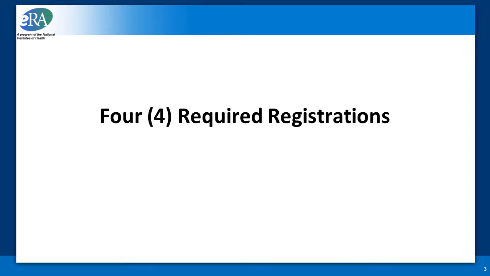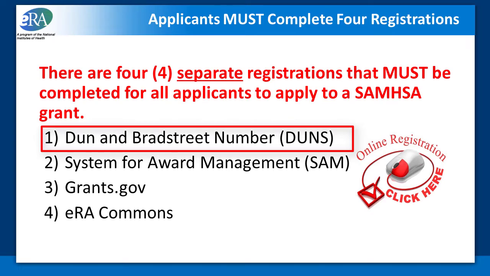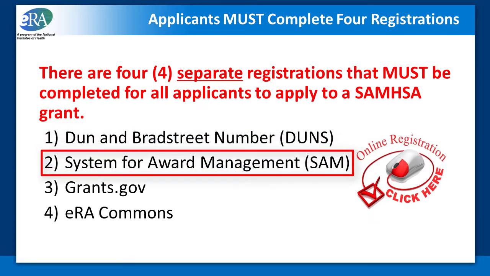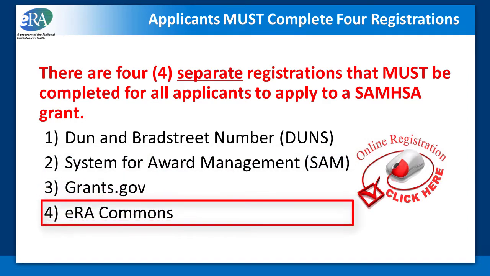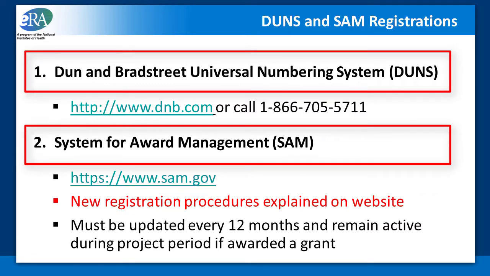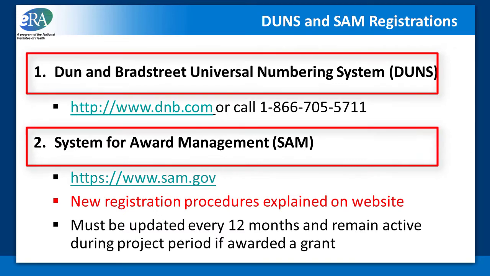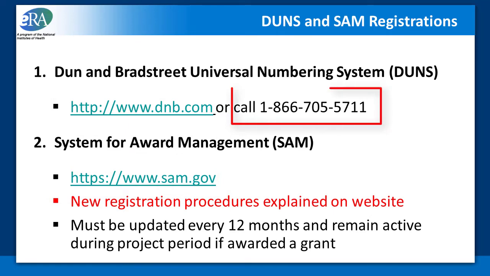Before you can apply to SAMHSA NOFOs, you will need to register with 4 institutions. The 4 separate registrations are with the Dun & Bradstreet Universal Numbering System, or DUNS, the System for Award Management, or SAM.gov, Grants.gov, and ERA Commons. First, you will need to have a Dun & Bradstreet number. Second, you will need to be registered with the System for Award Management, or SAM, at sam.gov. You can register with both of these organizations on their websites. You may also call Dun & Bradstreet for your DUNS number.